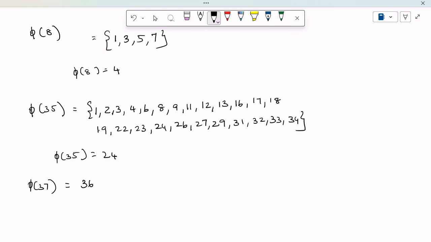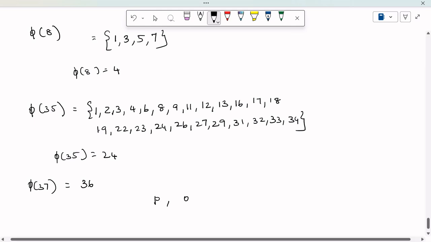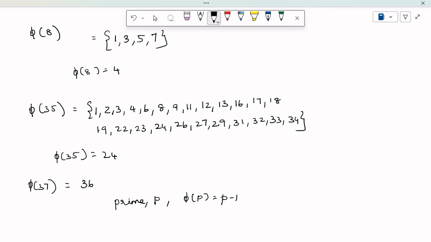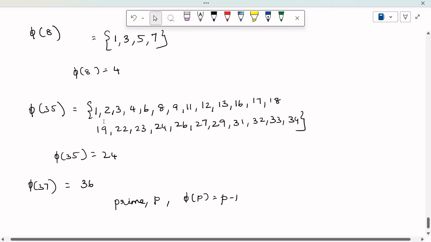So what is the general convention? For a prime number p, phi of p will be equivalent to p minus 1. So if p is prime, then it is an easier task.